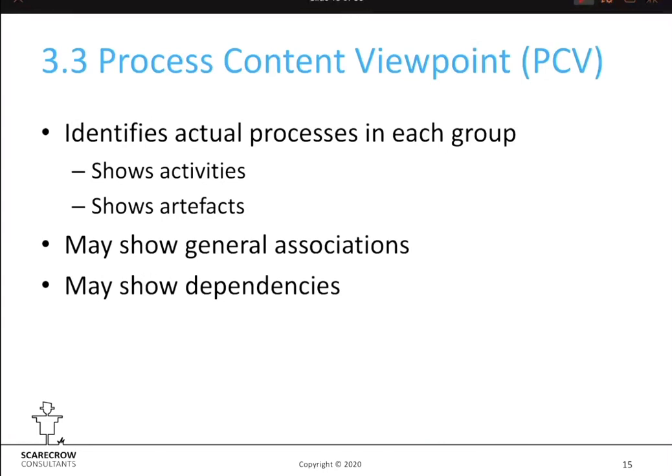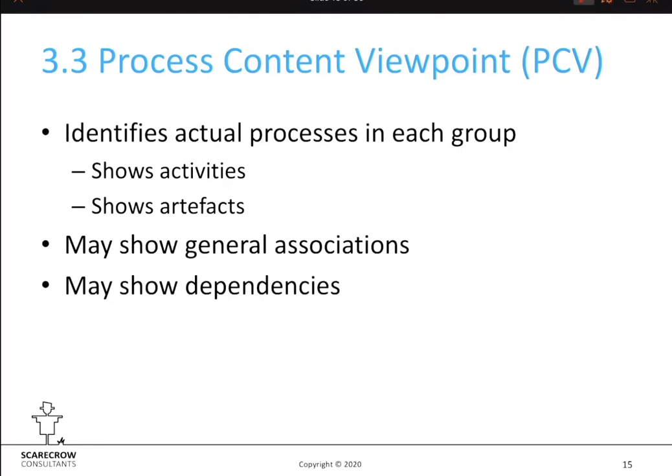We're now going to start getting to the actual meat of things, which is the first sort of meaty view, if you like, is the process content viewpoint, and the views that we create based on it. These are the actual processes now that you've got. It doesn't tell you how to carry them out, but it identifies the processes and names them. It identifies the activities within that process, and it identifies the artifacts that are produced and used or consumed by the processes. You can show relationships between them.